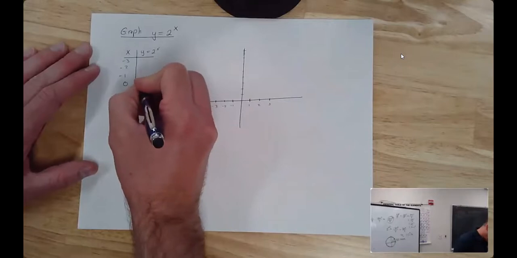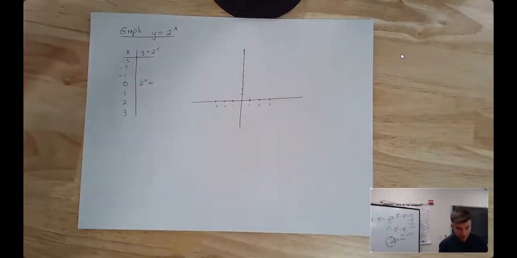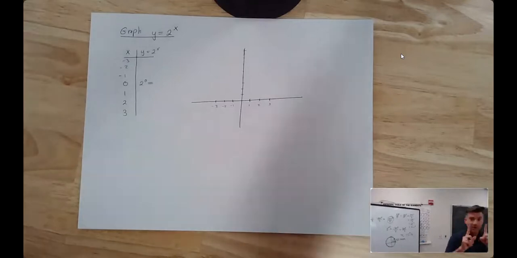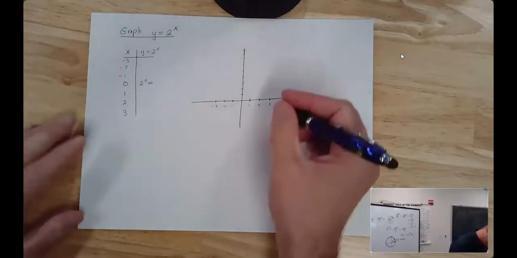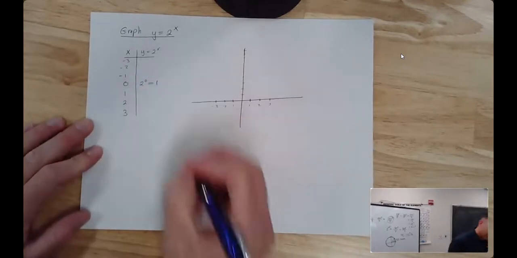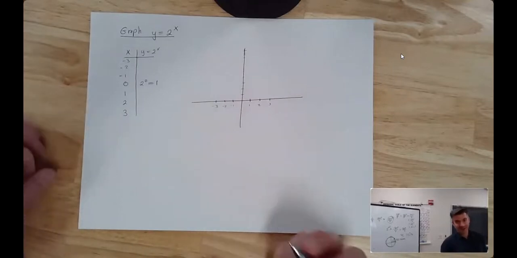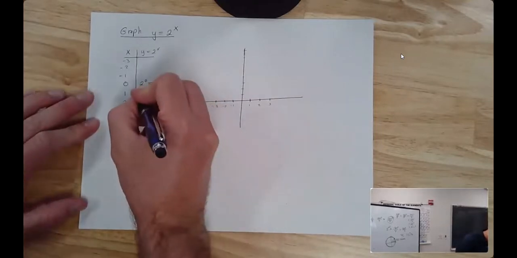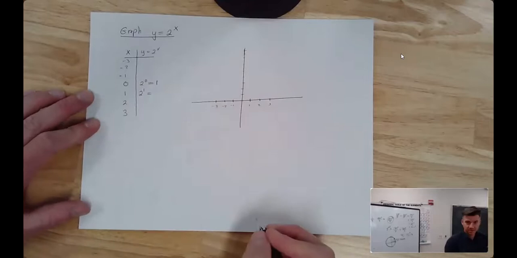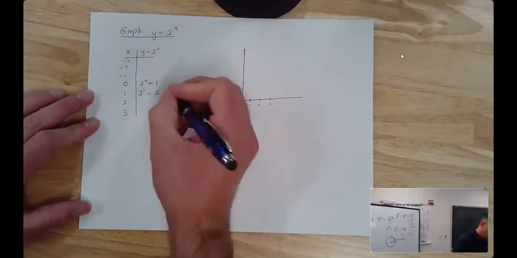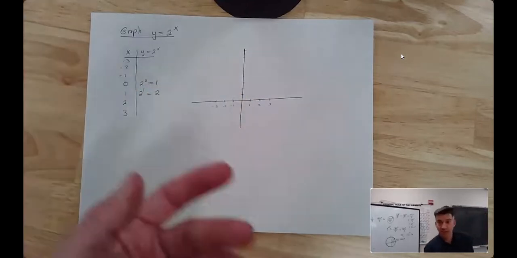So y is going to be 2 to the 0, which we all know is what? Everybody, all at once, the number is this many, right? Not this many, this many. Yeah. So right, 2 to the 0 is 1. And 2 to the 1 is 2. Right? Anything to the first power is the same.